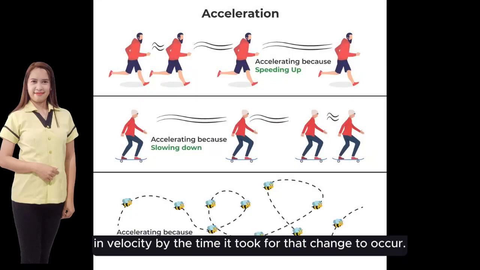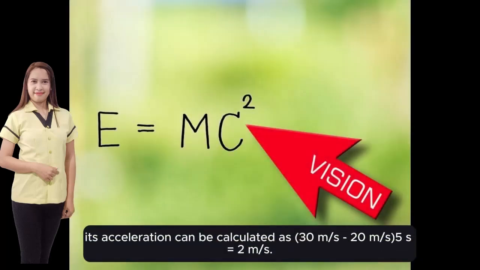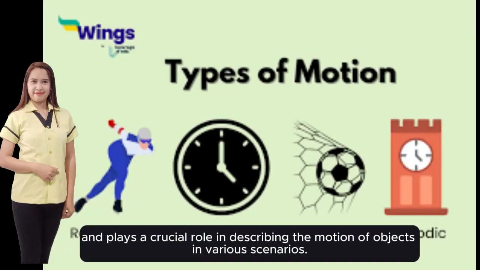For example, if a car increases its velocity from 20 meters per second to 30 meters per second in 5 seconds, its acceleration can be calculated as 30 meters per second minus 20 meters per second, divided by 5 seconds, which is equal to 2 meters per second squared. Acceleration is a fundamental concept in physics and plays a crucial role in describing the motion of objects in various scenarios.